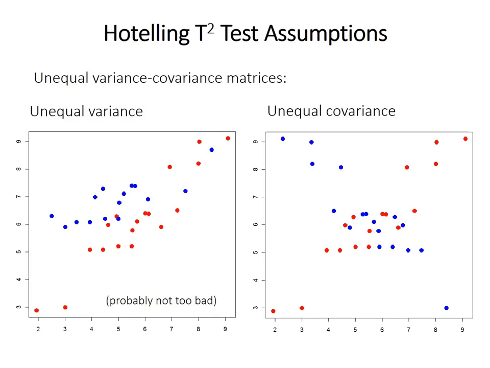And this is a worst-case scenario, obviously. It's pretty unlikely for the same two variables to have opposite covariance, but it is useful to plot variables against each other in your samples to examine both their variance and their covariance and make sure that they're more or less similar.